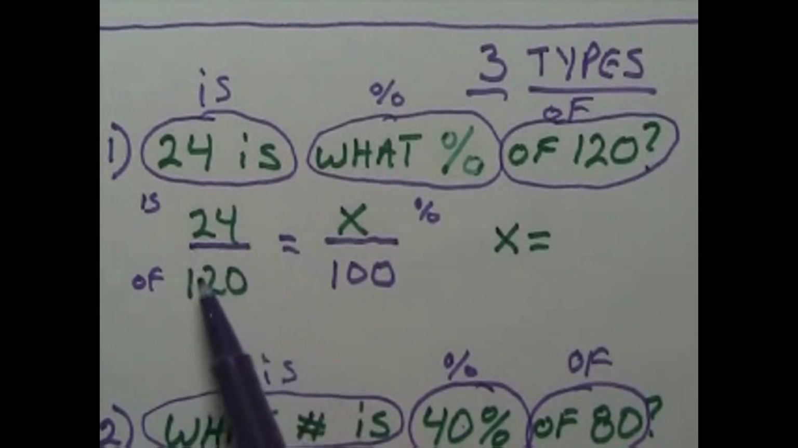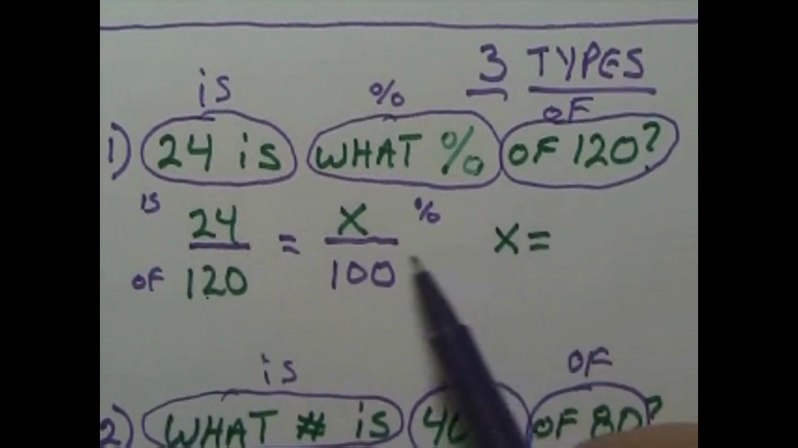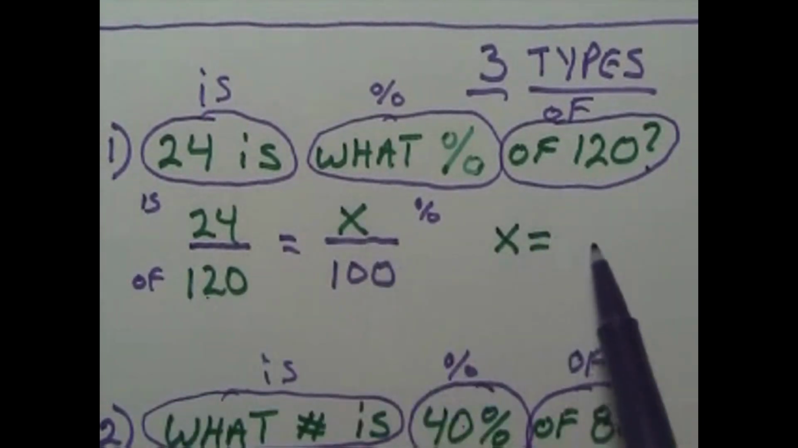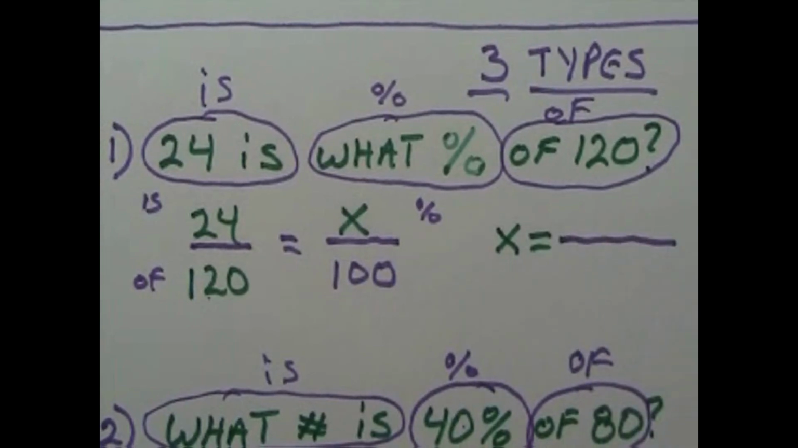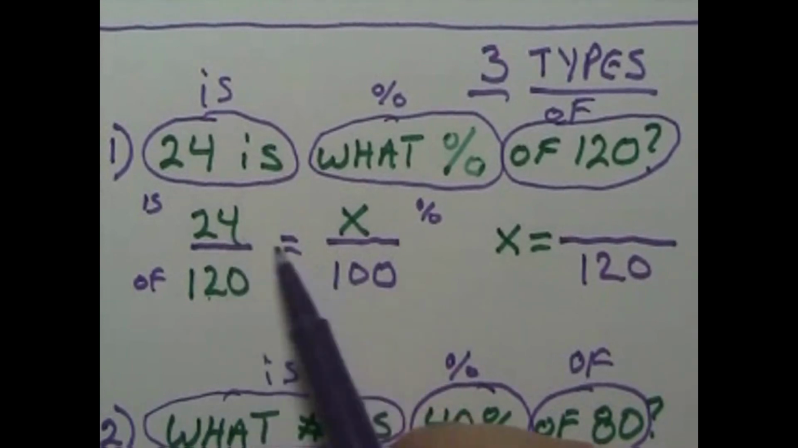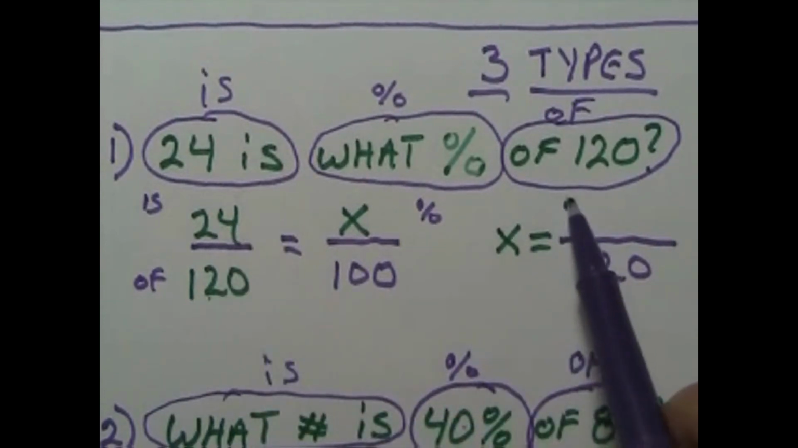All right, now let's go ahead and solve the problem. Let's start with number 1. We already set up a proportion. I have x equals. Now, what's the bottom number going to be? The bottom number is going to be 120, right? Because that's one diagonal of x. 120. The other 2 numbers go on top, 24 and 100.